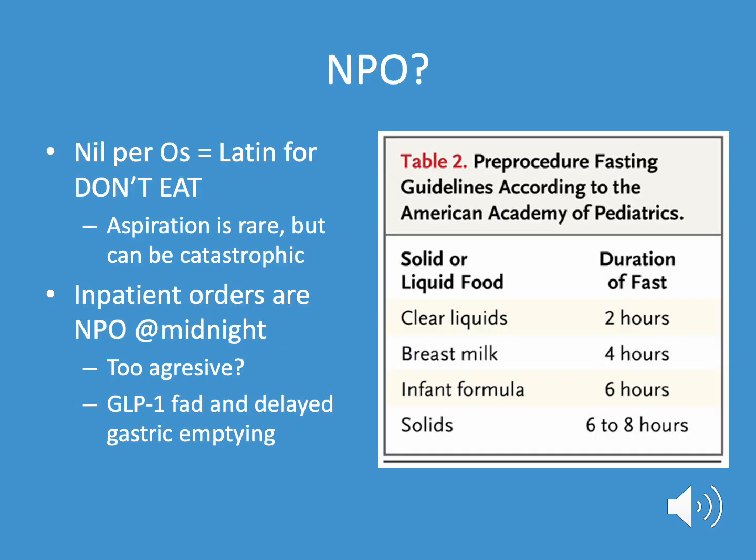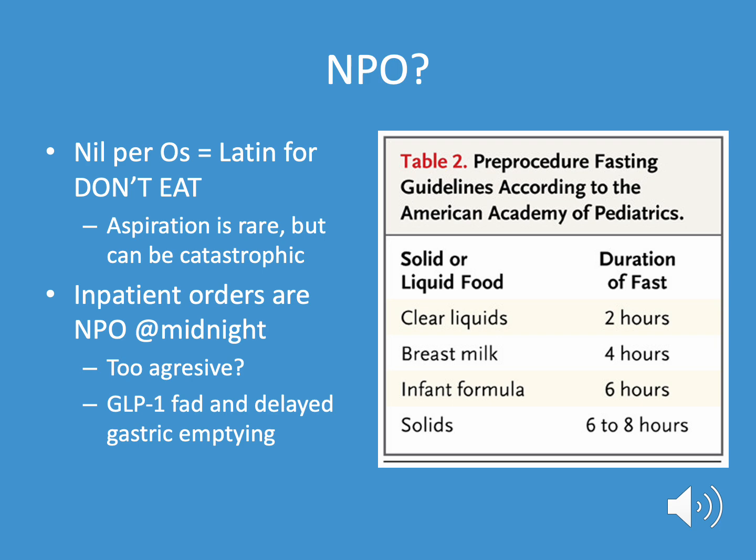The next thing we do is determine if our patients are NPO appropriate. NPO stands for nil per os, which means don't let them eat in Latin. Or it means nothing by mouth, but no one actually understands Latin, so you'll never know the difference. But we do this to avoid aspiration of gastric contents.